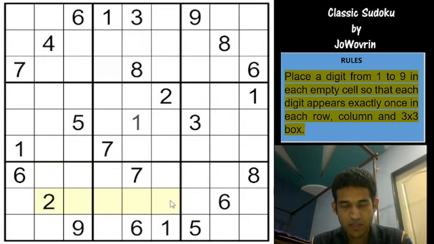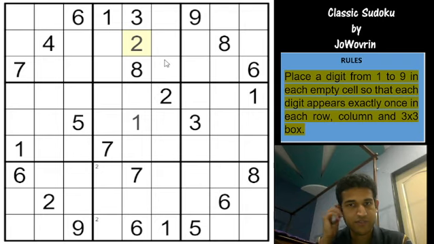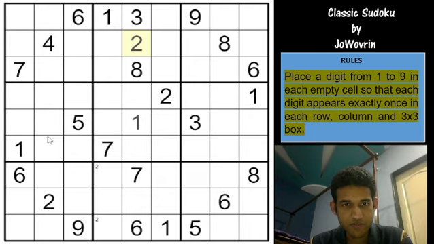Okay, 2 is in row 8 and 2 is in column 6, so 2 goes in one of these 2 cells and that gives a 2 here in row 2 column 5. And 2 in box 4 has only 2 cells. It cannot be in column 2, it cannot be in row 4, so 2 goes in one of these 2 cells.